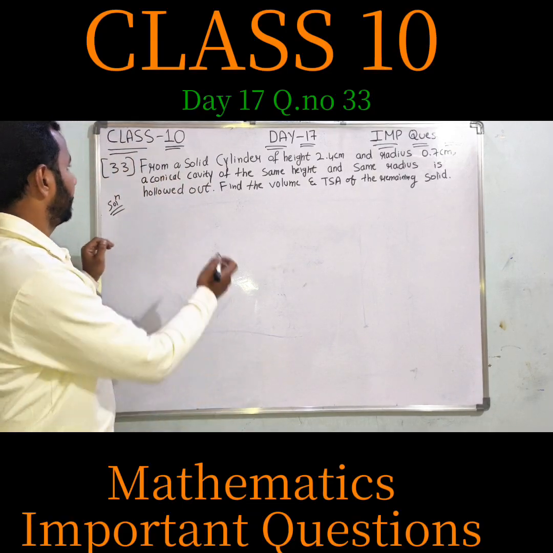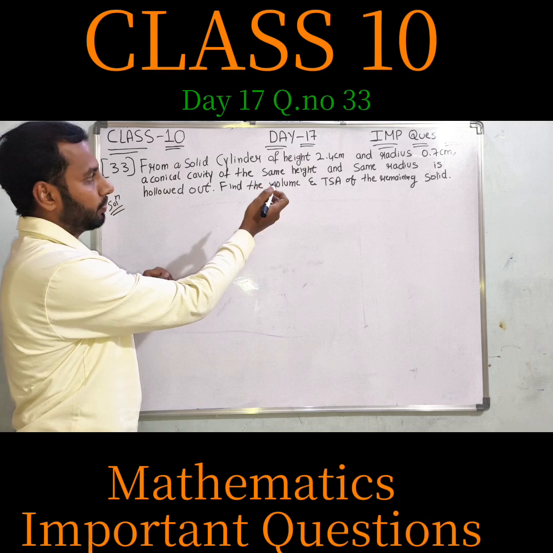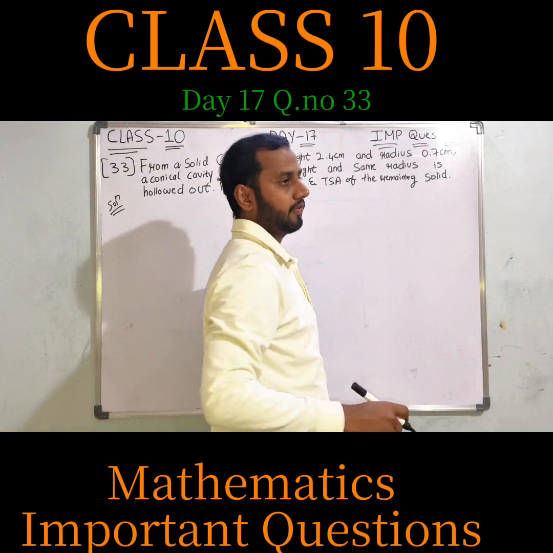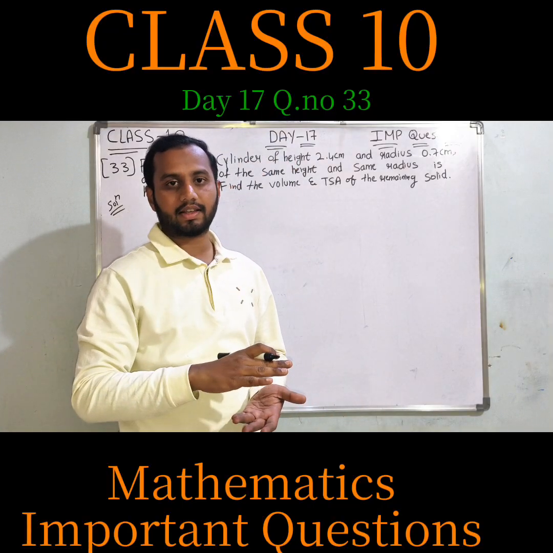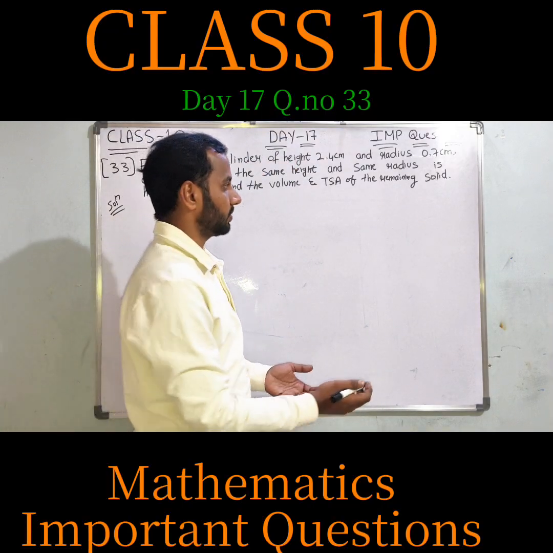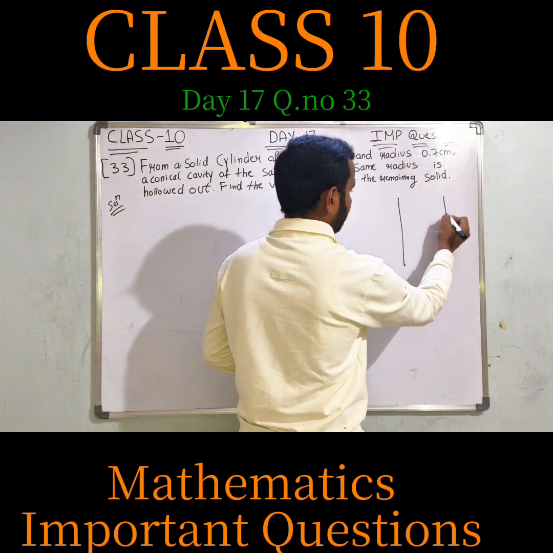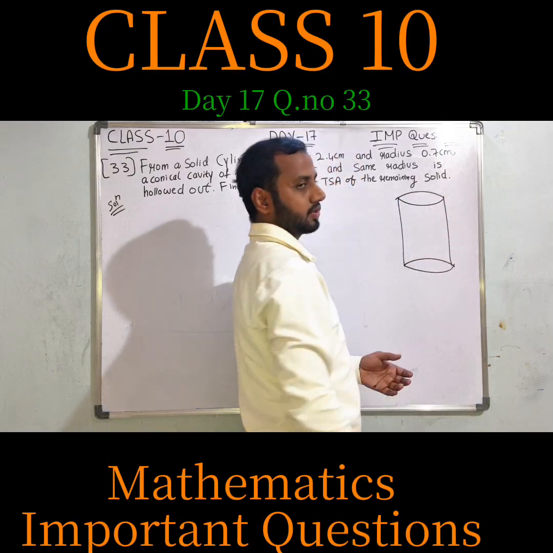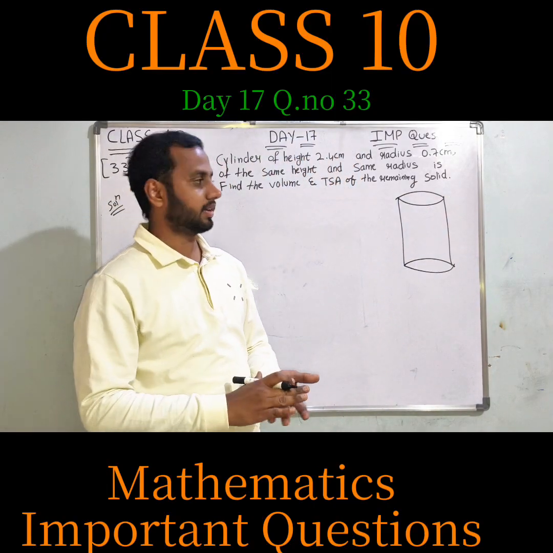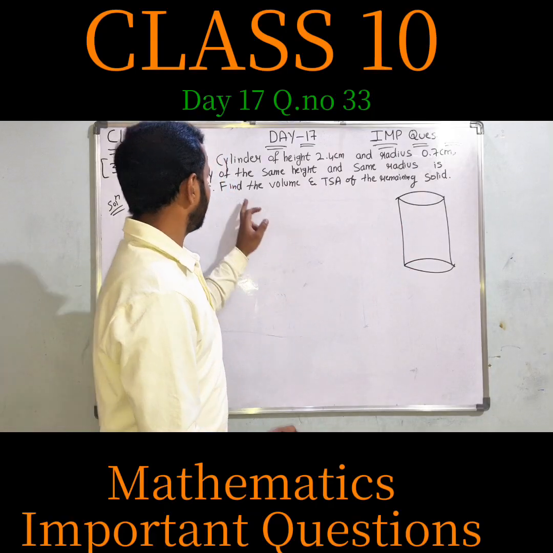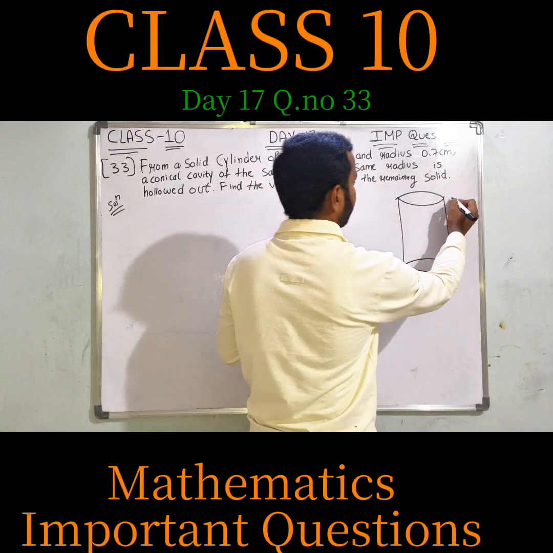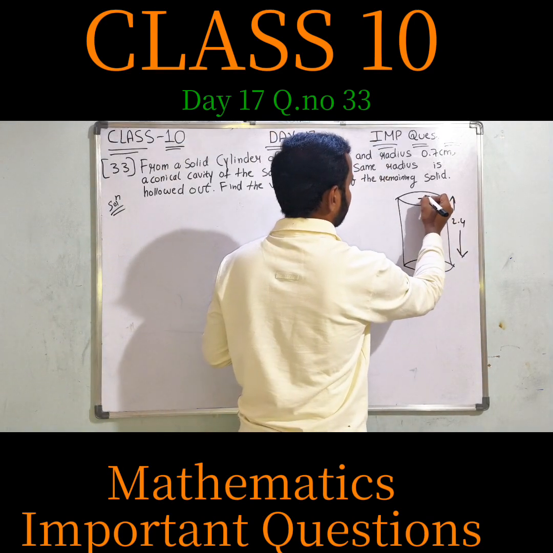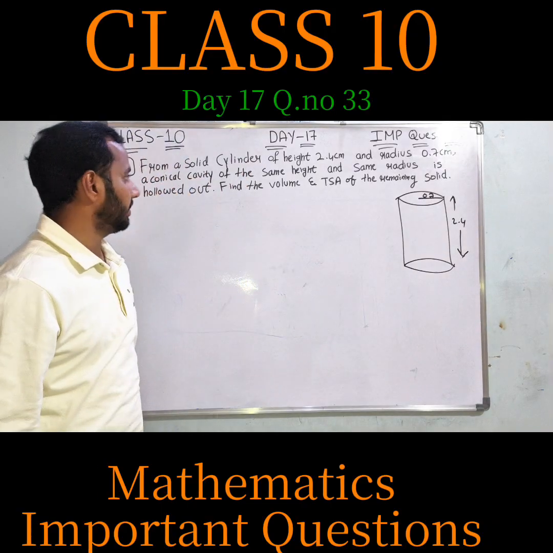Let us solve the question. From a solid cylinder of height 2.4 centimeter and radius 0.7 centimeter. Now they are talking about a solid cylinder. If it is a solid cylinder, then the cylinder is packed from bottom and top also. The word solid here refers to the cylinder being completely packed. It is not having any hollow space. Now, the cylinder has height 2.4 and radius is 0.7 centimeter.